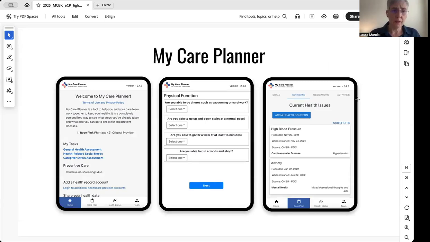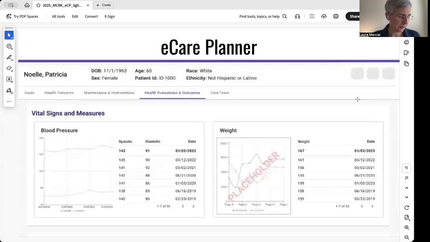In terms of My Care Planner, this patient-facing application provides both EHR-based information and opportunity to collect patient information such as goals or other patient-reported outcomes information, as you see here, physical function in that middle panel. The provider-facing application provided a view into data supplied by the supplemental data store to support a shared care planning encounter. As you see here, tabular and graphic information, vital signs and measures on the synthetic patient, Patricia Noel.